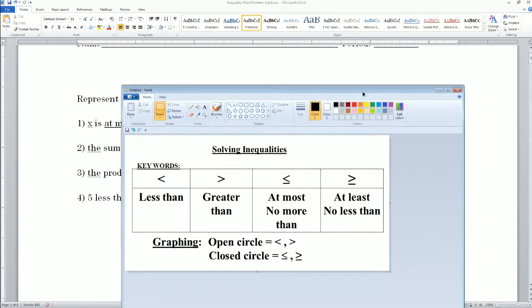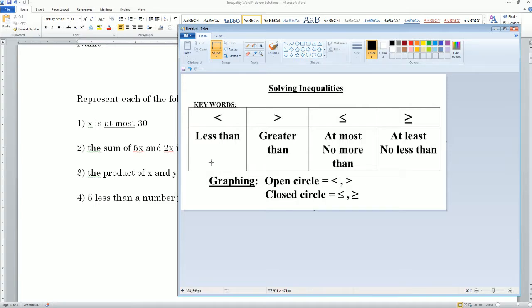Now, some of you are wondering, is there a guide on what word it is? Here you go. If it's less than, you use this symbol. Greater than, this symbol. At most or no more than, you can use this symbol. Remember the equal sign under it. At least or no less than, you use this symbol. Graphically, you open the circle with these two symbols. You close the circle because it has to include that value, so you put the equal to symbol right there. This should be on your index card. Pause the video if you need to.